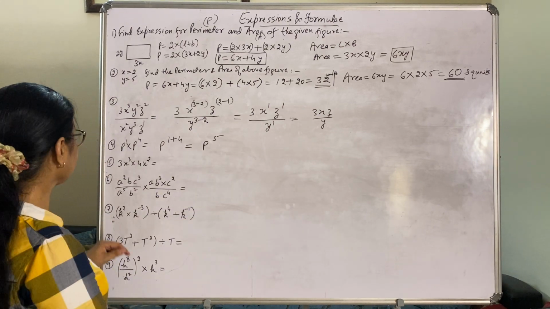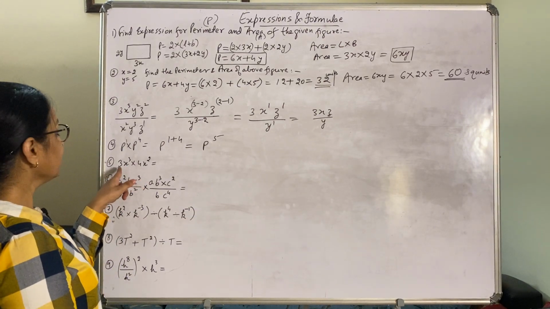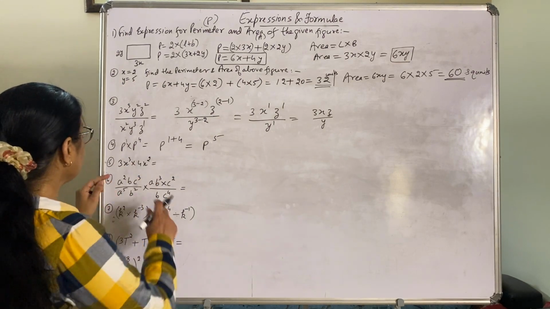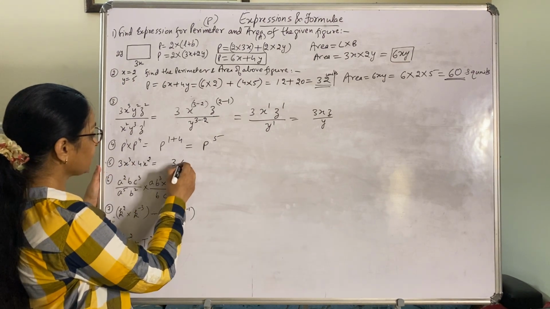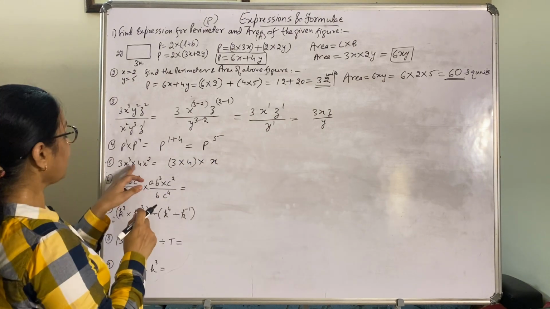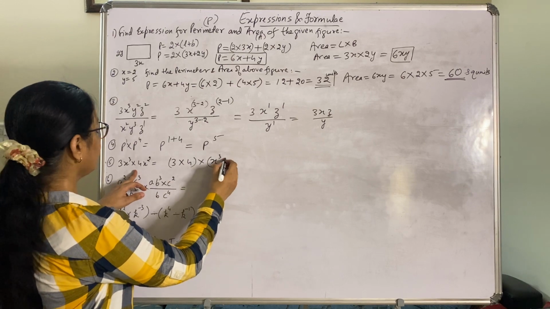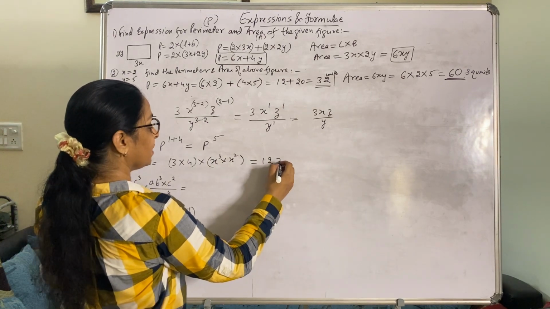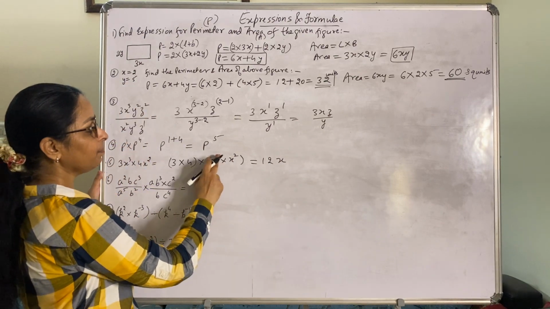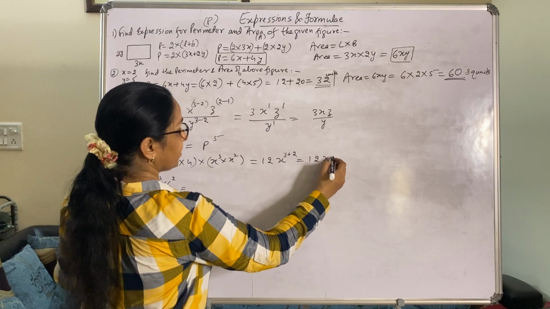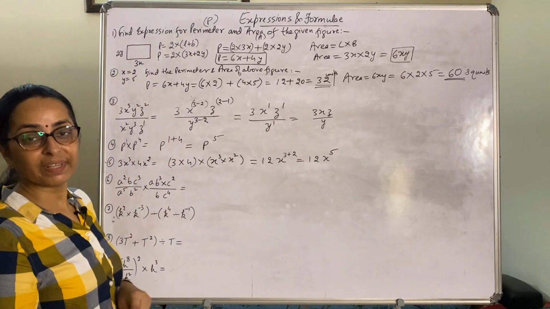Very simple. Let's see the next one. 3x cube multiplied by 4x square. So what we do is we simply multiply the numbers and the powers. So it is x cube into x square. So 3 4s are 12 and x raised to the power 3 plus 2, which would give you what? 12x raised to the power 5.